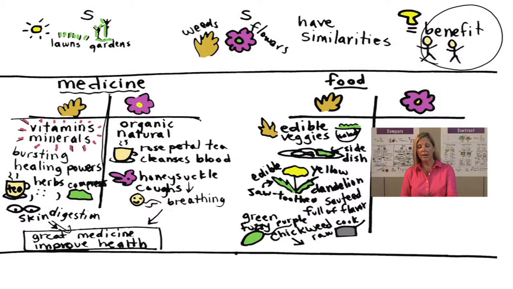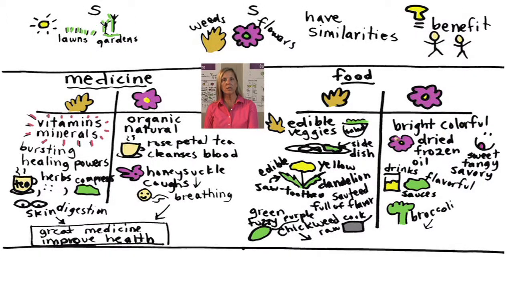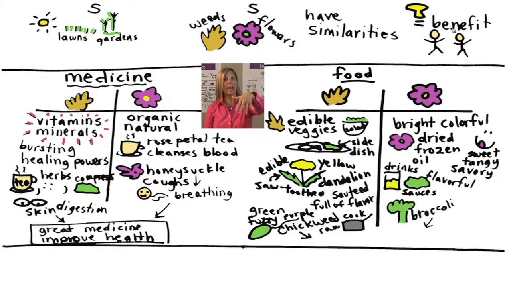Let's look at what kind of foods flowers can be. We have our bright, colorful flowers that can be dried, frozen, or turned into an oil. They're sweet, tangy, or savory, and you can use them in drinks and flavorful sauces. We also gave an example of a common flower bud that we eat all the time, and that's broccoli. The flower buds. We have our flowers and we have our weeds, showing how both can be foods that benefit people's lives. We have our attribute, food.